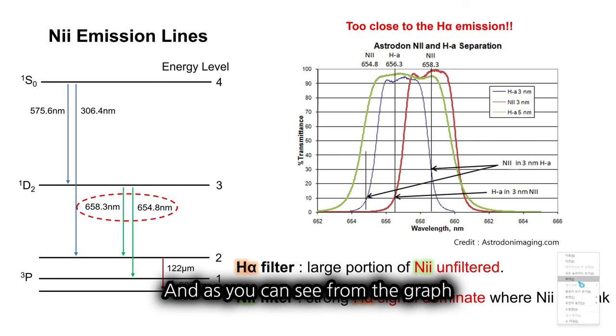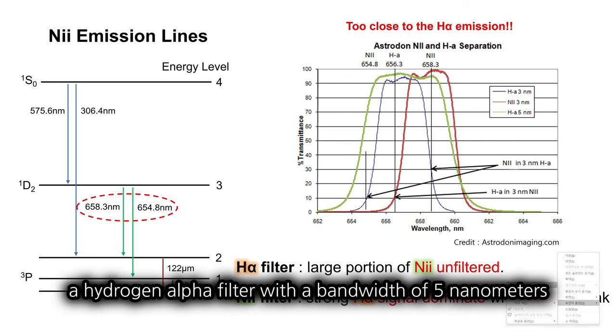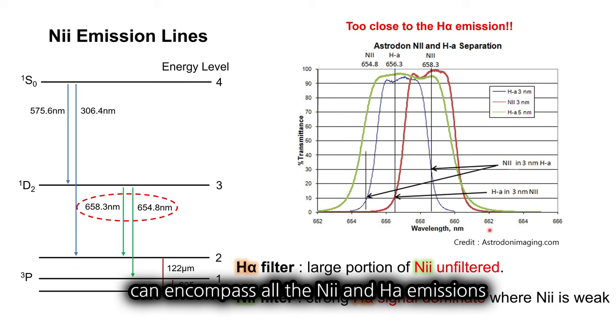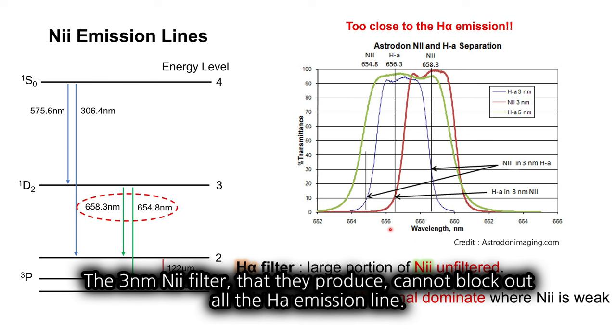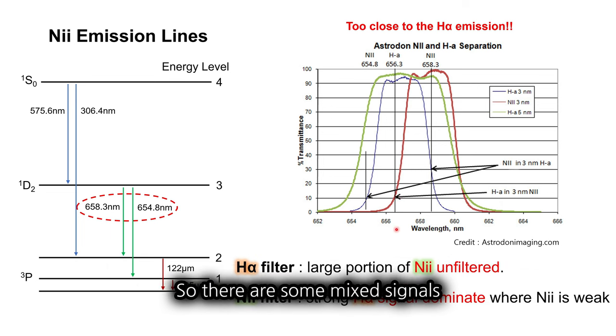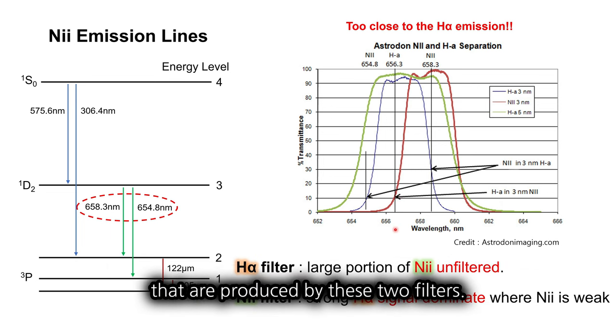And as you can see from the graph, a hydrogen alpha filter with a bandwidth of 5 nanometers can encompass all the nitrogen 2 and hydrogen alpha emission. Even the 3 nanometer filter produced by Astrodon cannot completely block out the N2 doublet lines here and here. The 3 nanometer nitrogen 2 filter they produce cannot block out all the hydrogen alpha emission lines here. So there are some mixed signals that are produced by these two filters.